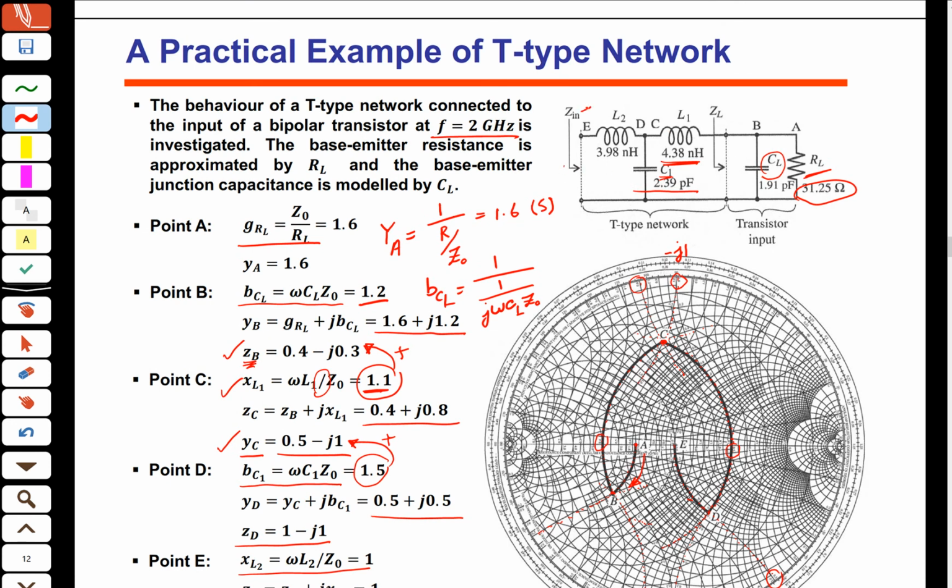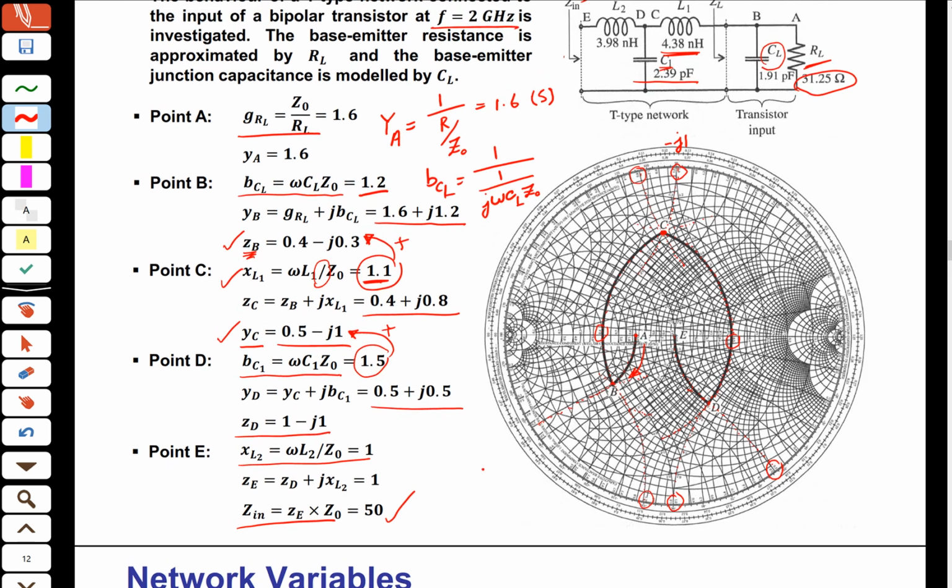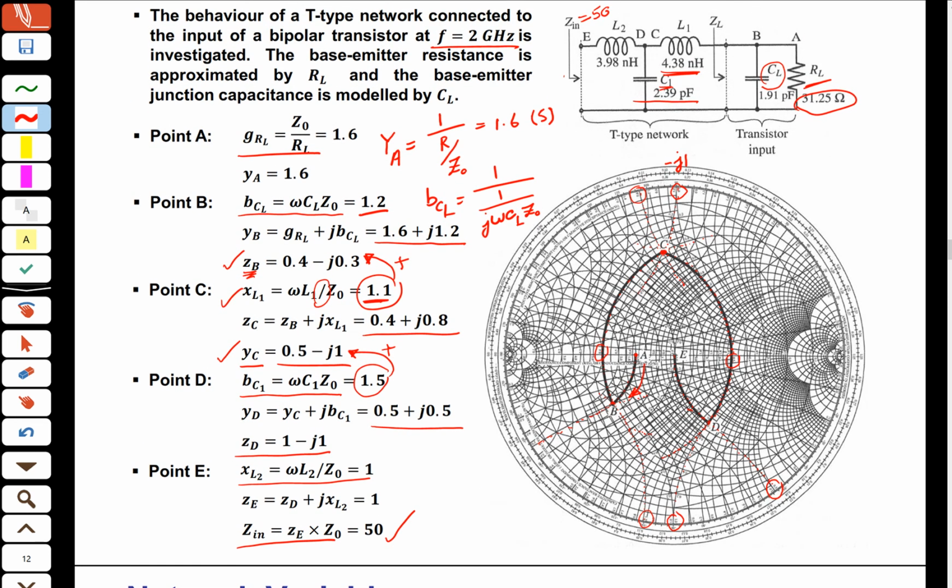Why are we interested only in capacitors and inductors? Why didn't I add a resistor? I can add a resistor and then move on this line and reach this point. Because resistors consume our power. Never use a resistor in this matching network.